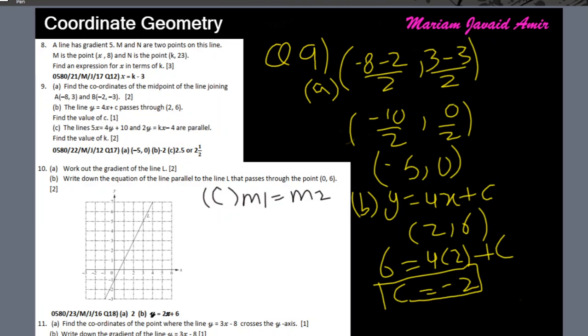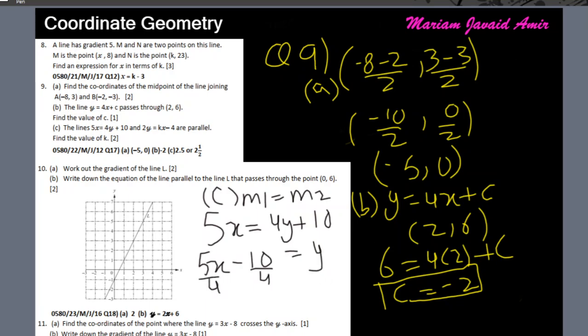So to find slope, first you're supposed to make y the subject. So in this one, I'll take 10 to the other side and then I'll divide 4 with both of these separately. Keep this in mind. So I've made y the subject. So the slope equation of straight line is y equals mx plus c. So m is the coefficient of x. So m here is 5 over 4.